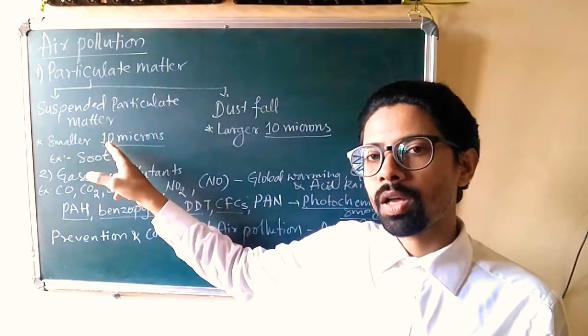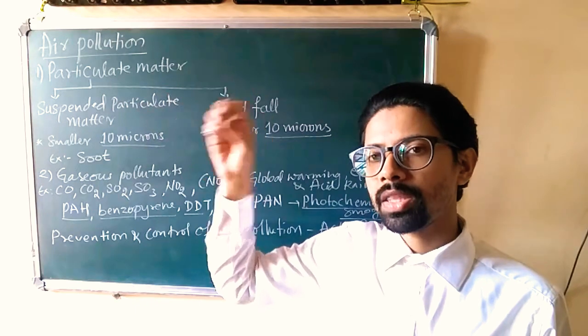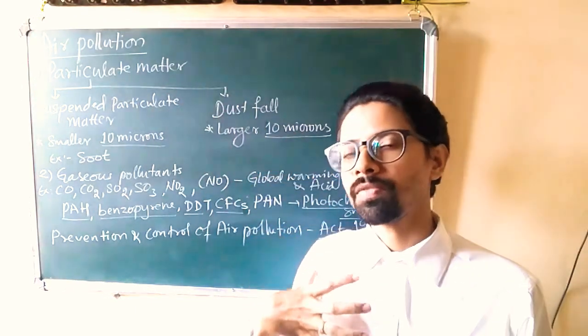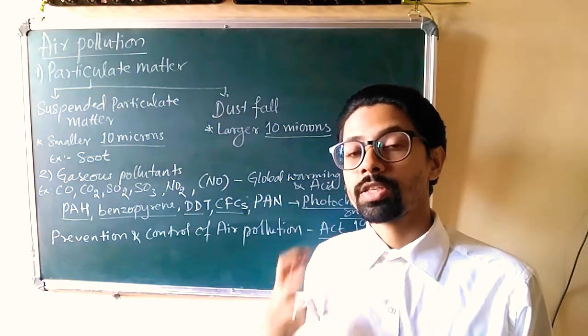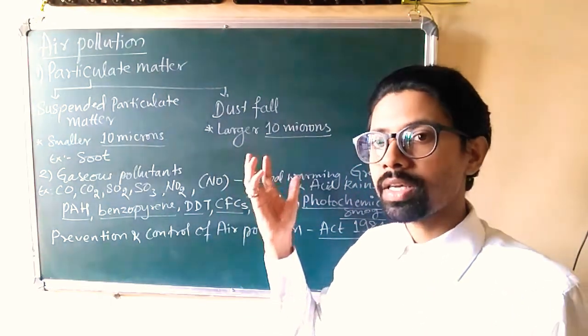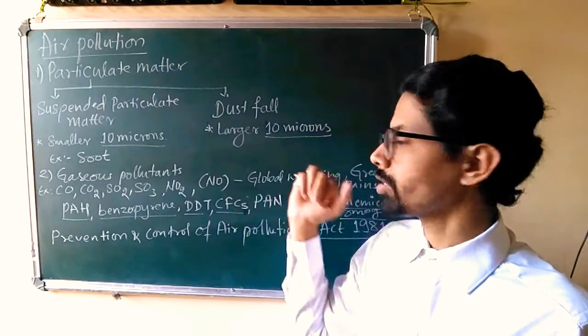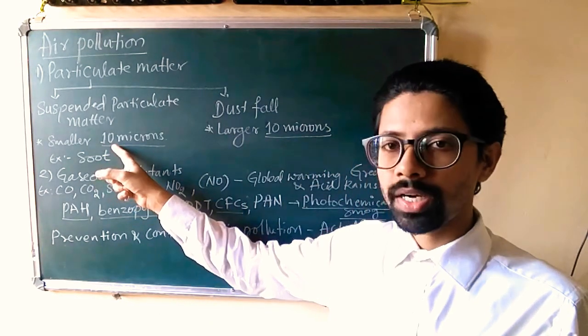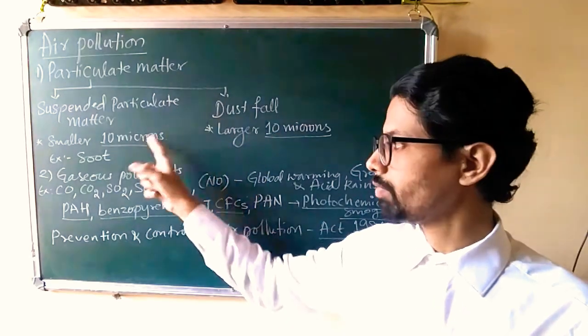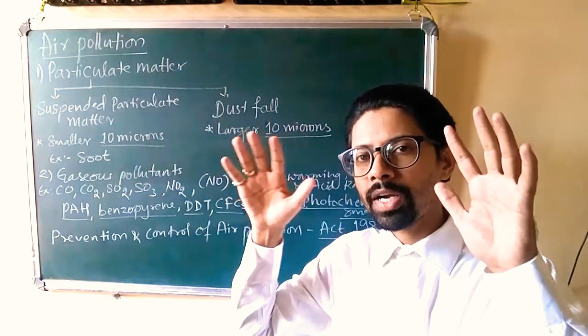Because they are smaller and lighter, they usually remain in the air and can enter the deepest part of your lungs, causing severe respiratory problems. Whereas dust fall is larger. The size of the particles is larger than 10 microns. Suspended particulate matter is smaller than 10 microns. This is a very important difference. So, smaller than 10 microns, they remain suspended in the air.